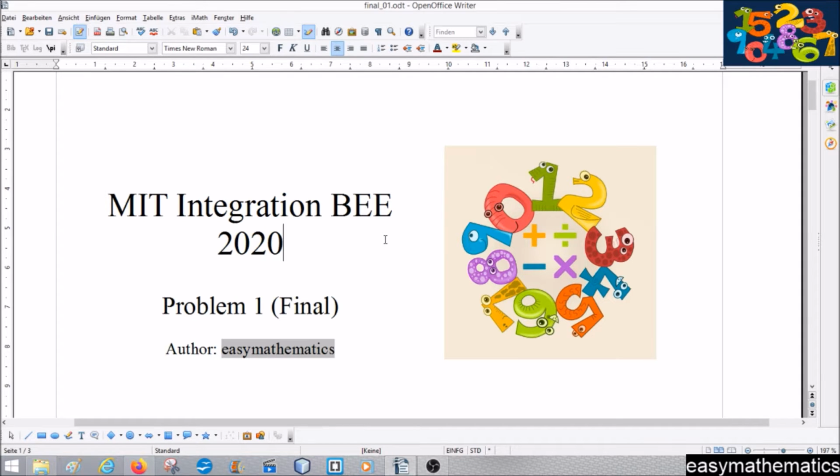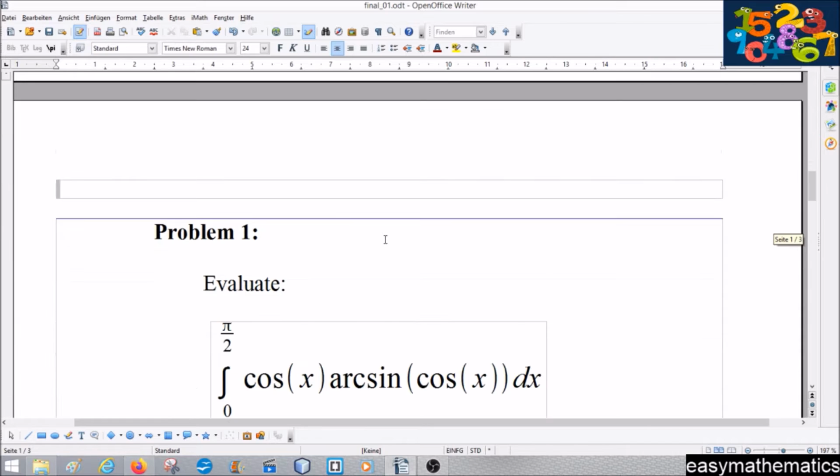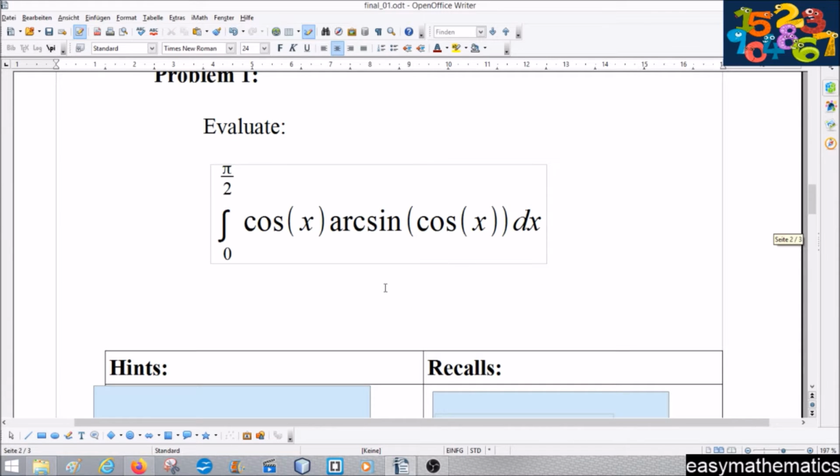This is problem 1 from the final round, and the integral is the following. Evaluate the integral from 0 to pi over 2 of cosine x times inverse sine of cosine x dx.